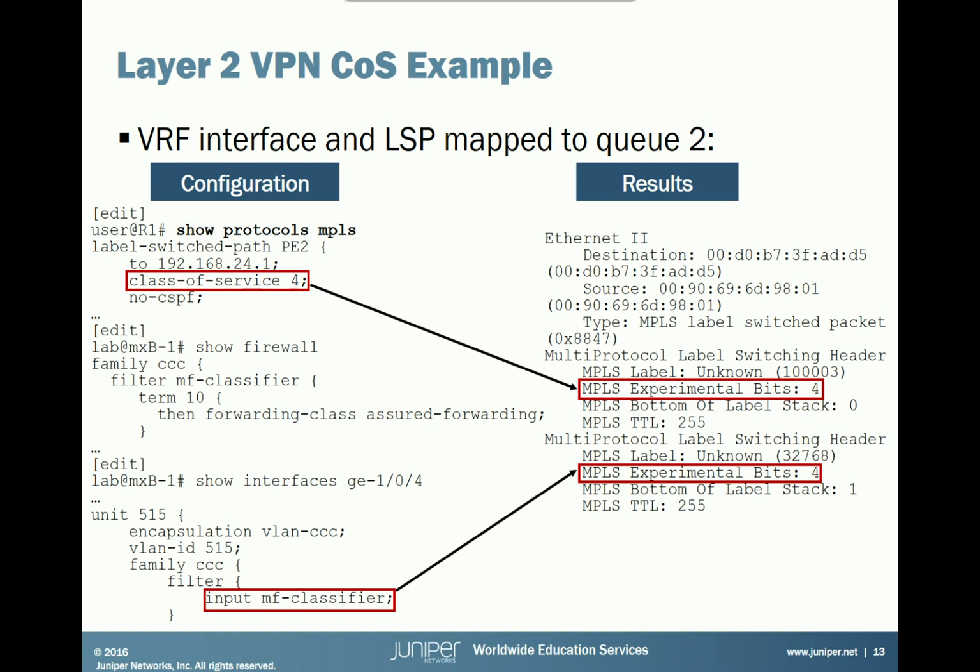as your VPN traffic crosses your backbone, the outer label is going to discriminate how it's going to be treated, and once traffic gets to your P, then it's the inner label that is going to say how traffic is going to be treated.